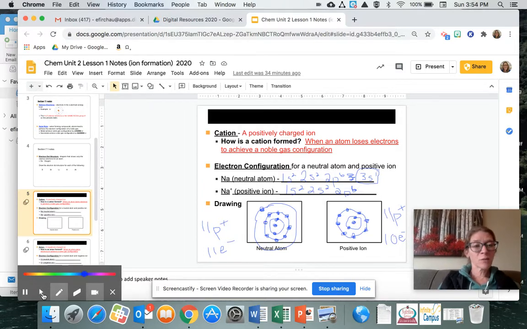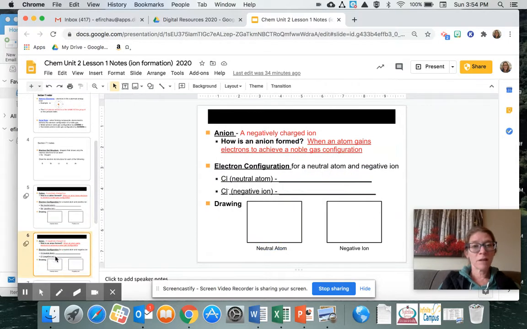All right, so now if we move on and look at the negative ions, negatively charged ions are called anions. An anion is formed when an atom gains electrons to achieve the noble gas configuration. So again, electrons are negative. If you're gaining electrons, you're gaining more negative charges, making the atom more negative.